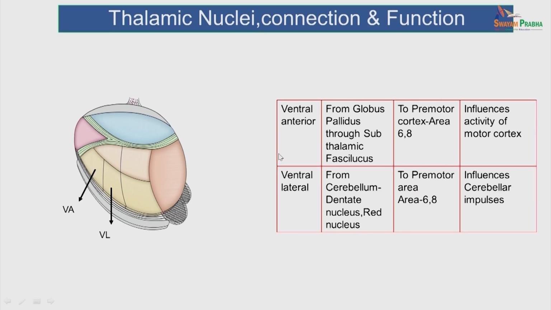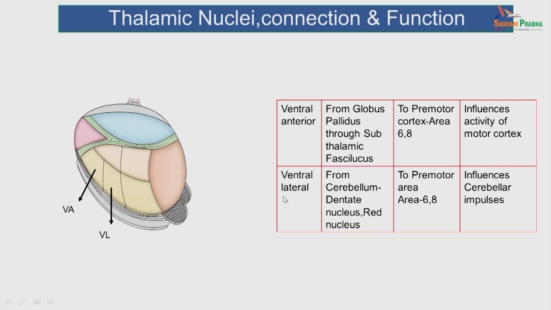Next, we have the two nuclei, the ventral anterior and ventral lateral nucleus. The ventral anterior nucleus receives afferents from the globus pallidus, which is a part of the basal ganglia, through the subthalamic fasciculus, and the efferents go to the motor associated areas number 6 and 8 on the cerebral cortex. It influences the motor activity, both the pyramidal and extrapyramidal systems.